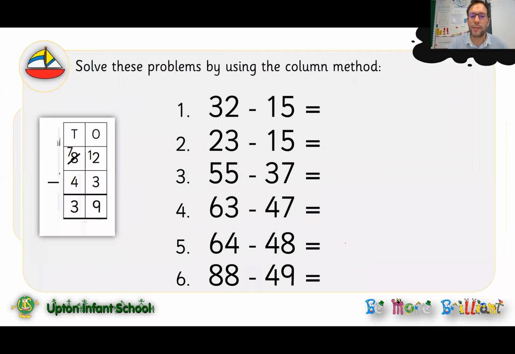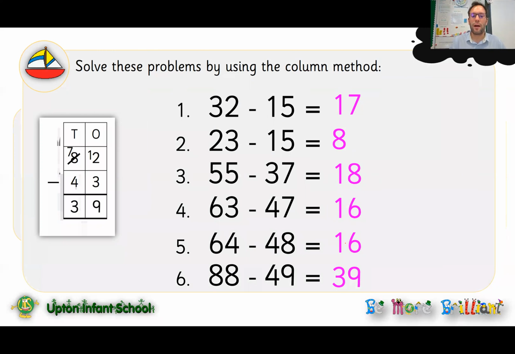So 32 take away 15 is 17. 23 take away 15 is 8. 55 take away 37 is 18. Hopefully that's right. Yep. Oh, sorry. 63 take away 47 is 16. 64 take away 48 is also 16.